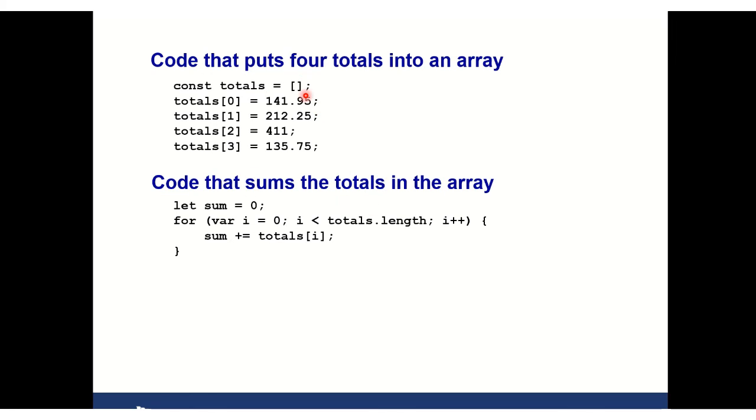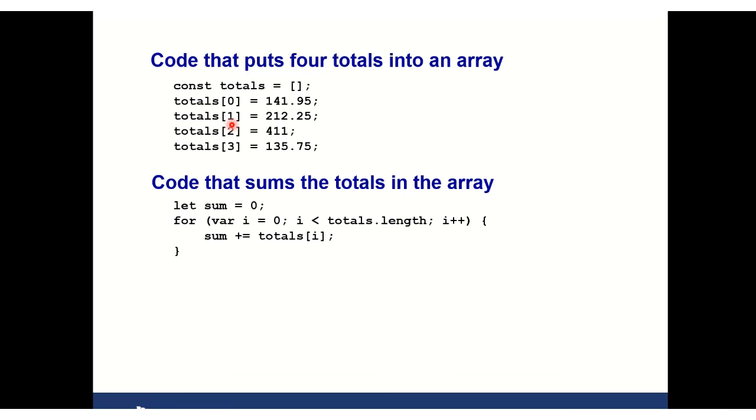You can put four totals into an array. You define const totals equals an empty array, then you put total[0] equals 141.95, and then four numbers basically. And remember, array indexing starts from 0. It does not start from 1. It starts from 0: 0, 1, 2 and 3.